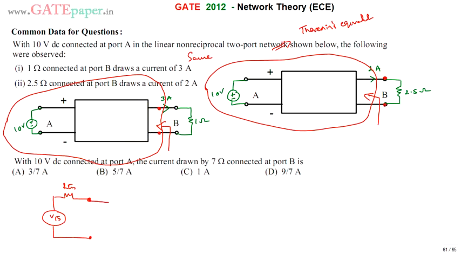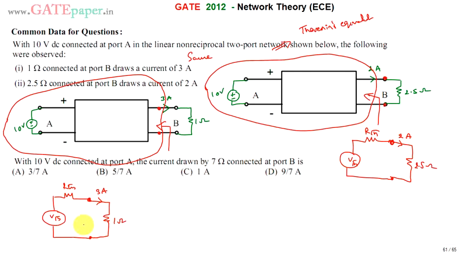When 1 ohm is connected, the current coming from this is 3 amperes. With respect to the second circuit, again we use RTH and VTH because we are dealing with the same circuit. So the RTH value is the same, the VTH value is the same, but now this open circuit is connected with 2.5 ohms, and the current drawn is 2 amperes. Now from these two circuits we can calculate VTH and RTH.